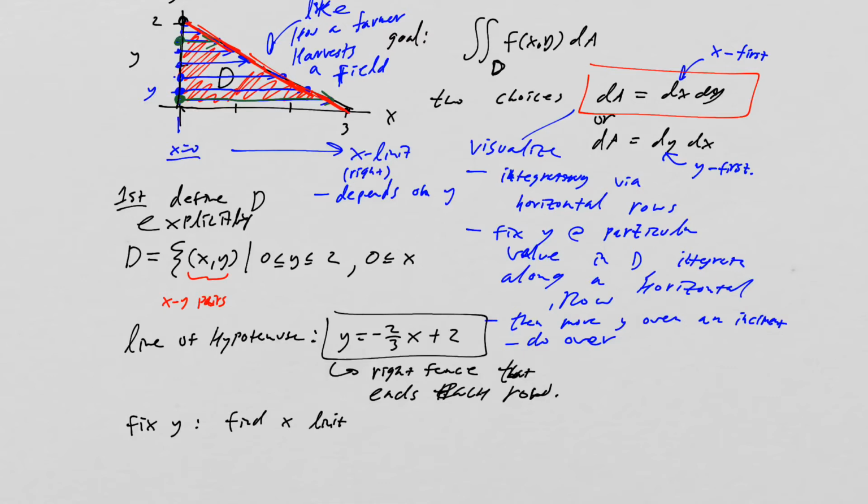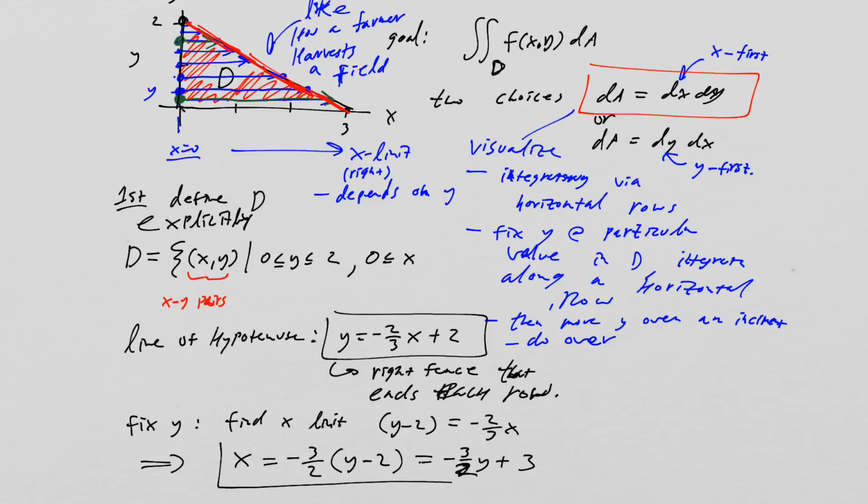Again, this fence. So what we have to do is basically invert this function. So we're going to have y minus 2 is equal to negative 2/3 x. And then we're going to go a little further and say x has to be equal to negative 3/2 times y minus 2. We could re-express this as negative 3/2 y plus 3. That would work just fine as well.